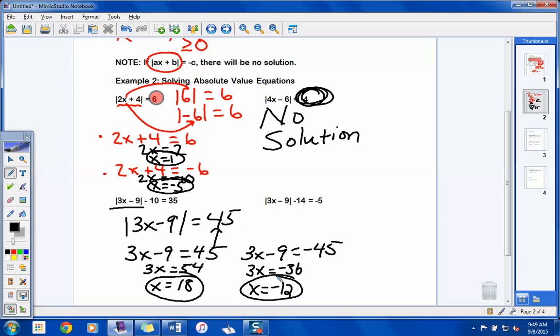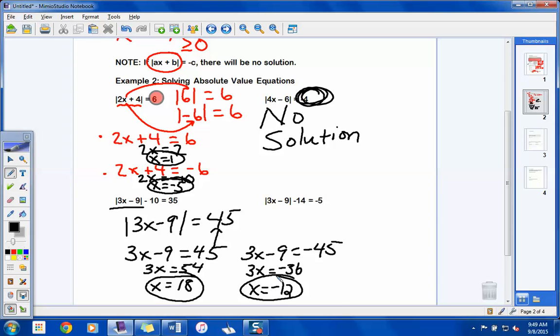Okay, so that's what you would have for those two. And again, if I check these right here, when I throw 18 in here, 3 times 18 is 54. 54 minus my 9 is 45. So what's the absolute value of 45? 45 minus 10 more is 35.